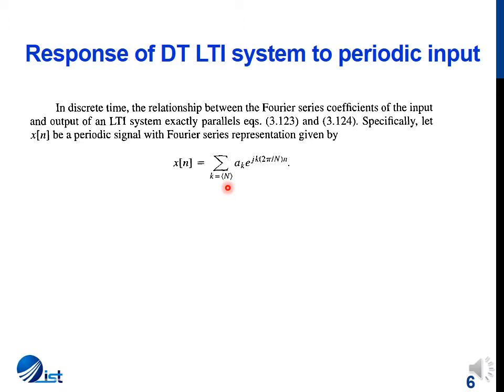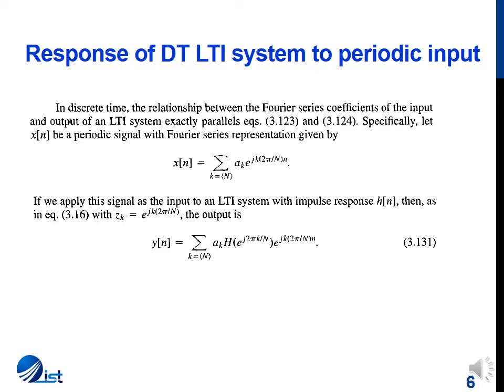So if this signal is applied as an input to an LTI system, then the output y of n is going to be a_k into the frequency response at e to the j 2 pi k by N, where k is going to vary over the entire time period. You can vary it from minus N by 2 to N by 2, or you can vary it from 0 to N, that is your choice. You must remember that the summation varies over N multiplied by the input exponentials.